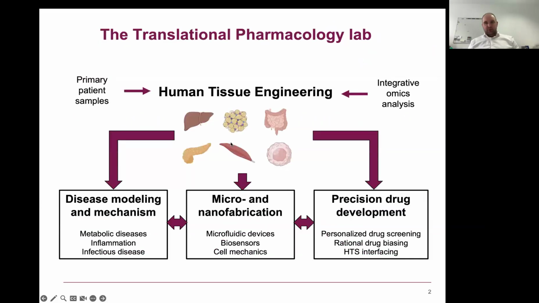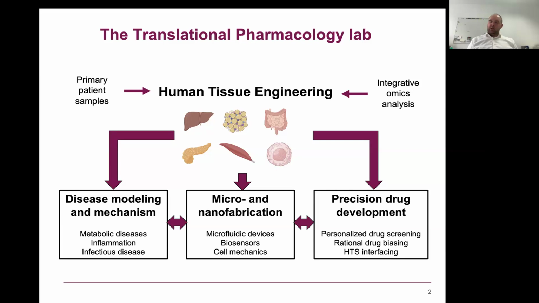So a short background into our activities. We come predominantly from the human tissue engineering background, and I think what sets our approach a bit apart is that we are working exclusively with primary patient-derived samples. So this is not cell lines, it's not stem cell-derived tissues, it's not animal cells, it's really all primary human cells isolated from organ donations or tissue resections.